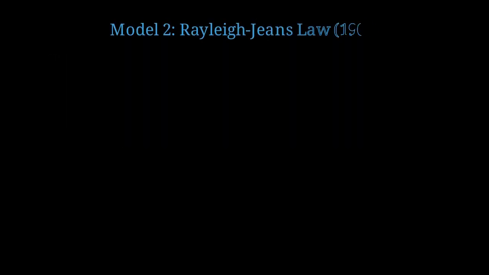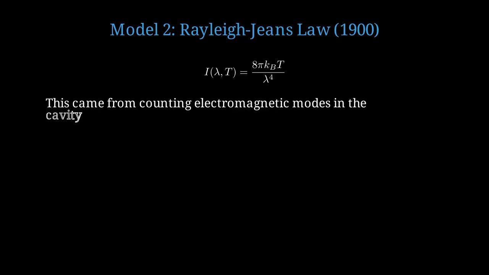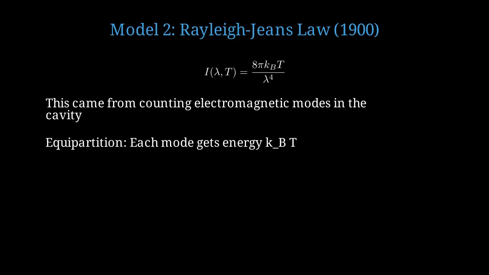The second model was the Rayleigh-Jeans law from 1900. Lord Rayleigh and James Jeans used rigorous classical electromagnetic theory. They derived that intensity equals 8 pi k_B T over lambda to the fourth power, where k_B is Boltzmann's constant. This formula came from counting the number of electromagnetic standing wave modes that can fit in the cavity and applying the equipartition theorem from statistical mechanics. According to the equipartition theorem, each mode of oscillation should have average energy equal to k_B T.